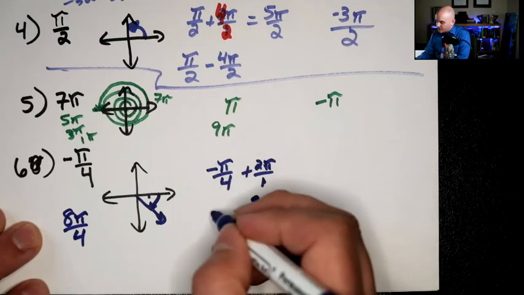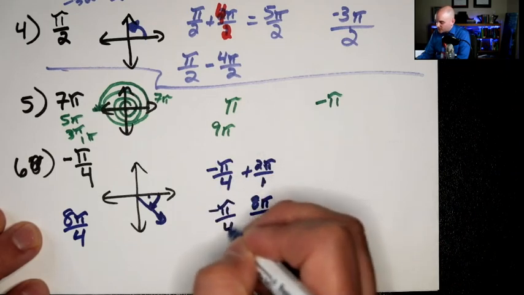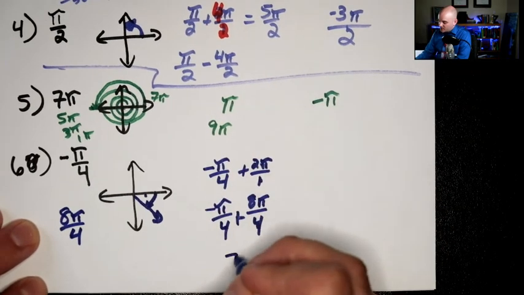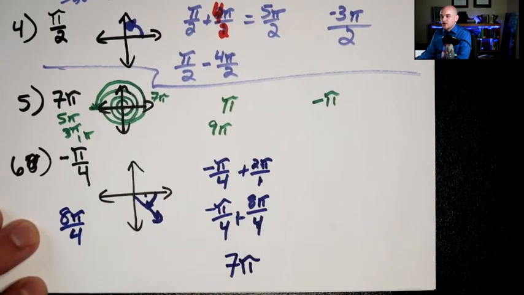So over here, I'm just going to bring down that negative pi over 4. Now I can add these because they have the same denominator. Negative pi plus 8 pi is 7 pi. So there is my positive coterminal angle.